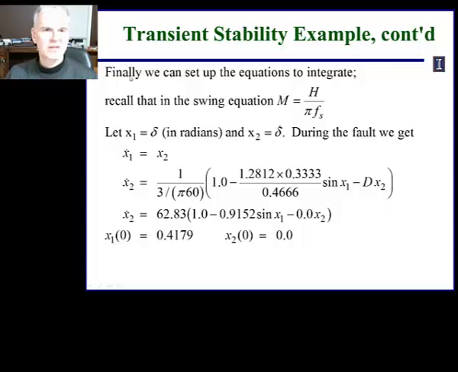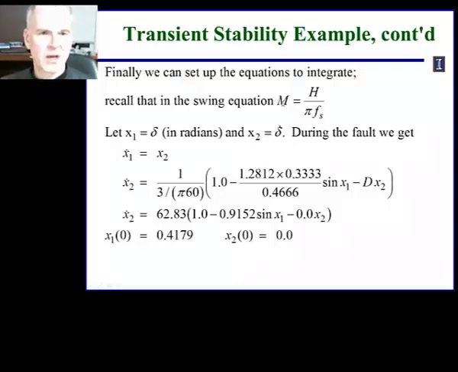Okay, so now we set up the equations that we want to integrate. Recall that M in the swing equation is H over pi Fs. We said that H was 3 per unit. We're operating at 60 hertz, so M is equal to 3 divided by pi over 60. This term right here is 1 over M.